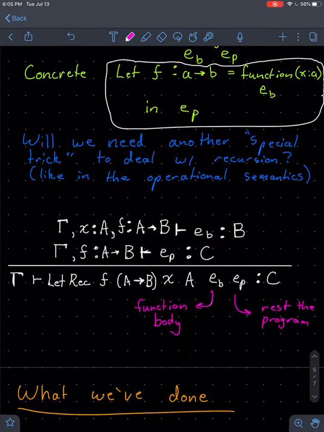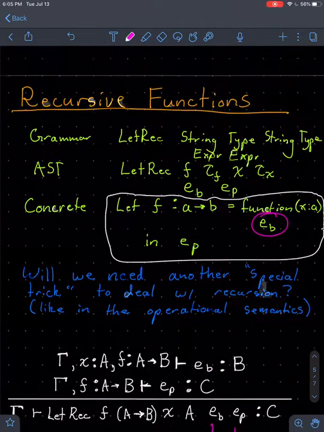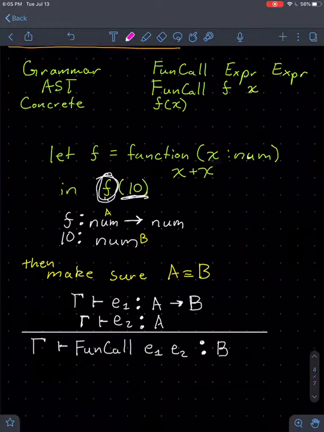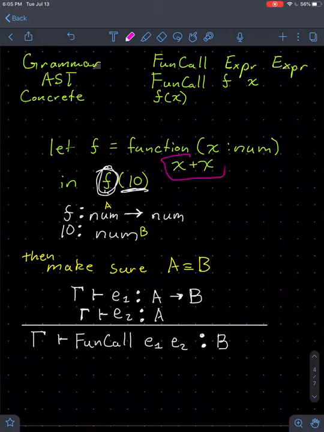So E sub B is not that part. E sub B would be the defining part. So if I go back up to, where'd it go? Here it is. So E sub B here would be that X plus X. Is that better?